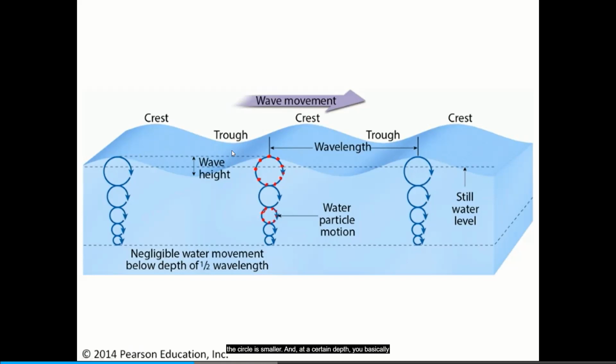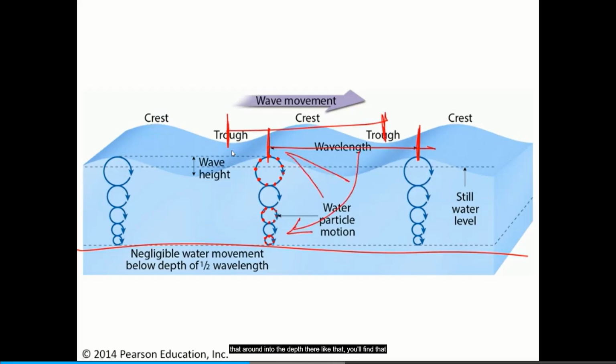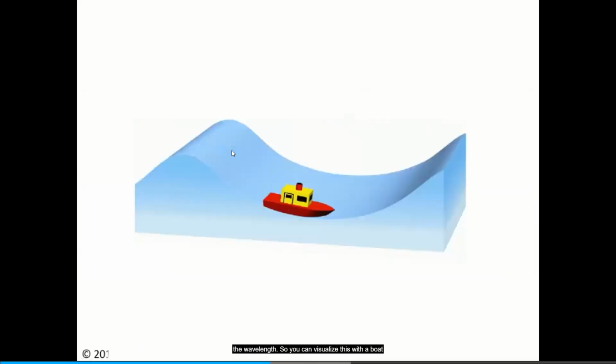And at a certain depth, you basically don't see any more motion at all. That depth is about half the wavelength, where the wavelength is the distance from one wave crest to the next, or from one wave trough to the next. If you take half of that wavelength and swivel it around into the depth, you'll find that there's very little wave motion below about half of the wavelength.